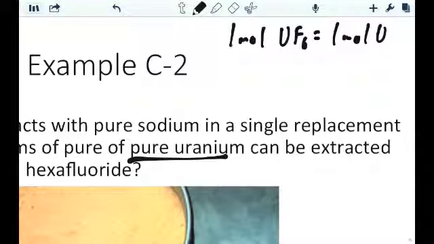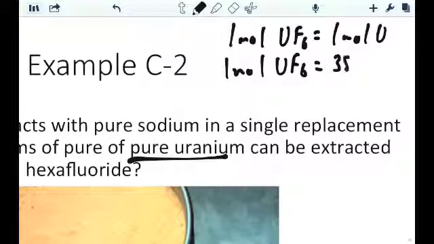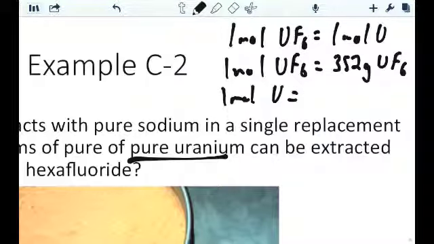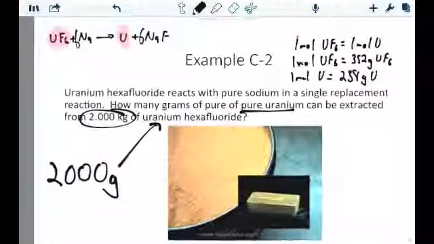Okay, now since we're starting with grams and we're going to grams, we need the molar mass of each. So when we're dealing with this, we look at our molar mass of uranium hexafluoride. So 1 mole of uranium hexafluoride equals right around 352 grams of uranium hexafluoride. Okay, and then 1 mole of uranium equals right around 238 grams of uranium.